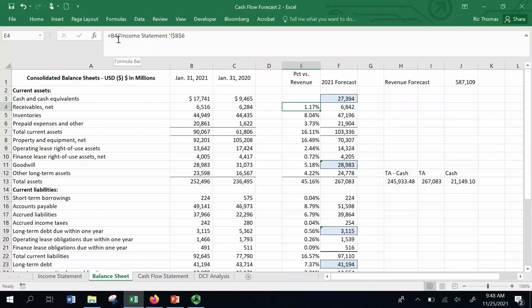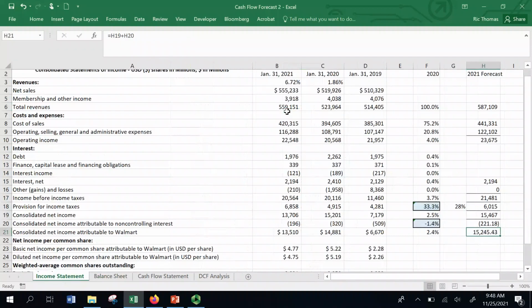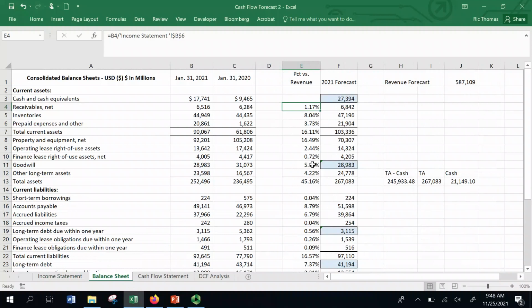So if you look over here, I've got B4, which is receivables, divided by the income statement B6. So let's go back over here and remind myself what income statement B6 is. And again, that's my total revenues number. Okay, so you see that. And so really I've done all the ratios here relative to last year's revenue, and I'm going to hold those constant. So I've got next year's revenue of 587,109. I multiply that by 1.17 and I get 6842. All right, so you see that there.